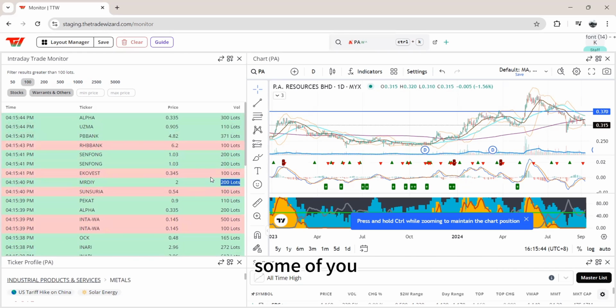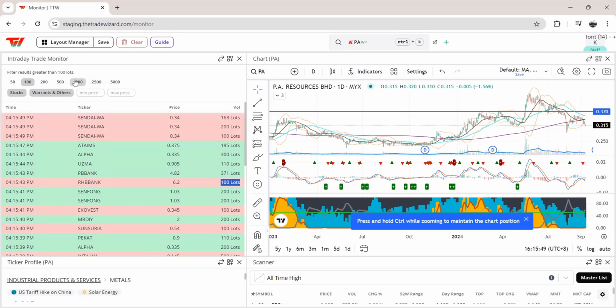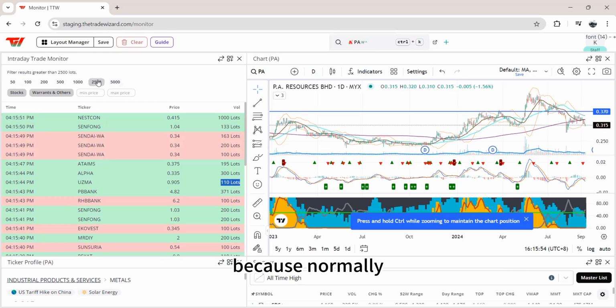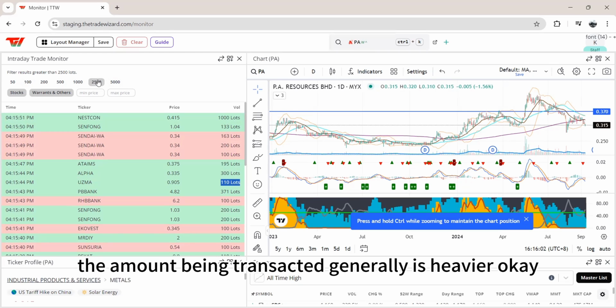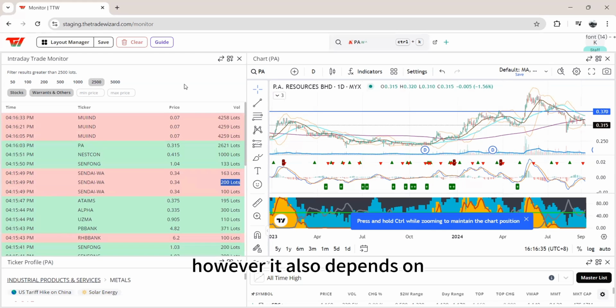However, some of you guys would prefer, let's say, bigger lot sizes. Let's say 1,000 and above, maybe 2,000 or 5,000. Why? Because normally the higher the lot size, it means that the amount being transacted generally is heavier. Okay, and of course, if the lot size is heavy, it means that normally the transaction is big, which means that there's volume, there's momentum. Okay. Now, however, it also depends on the share price.